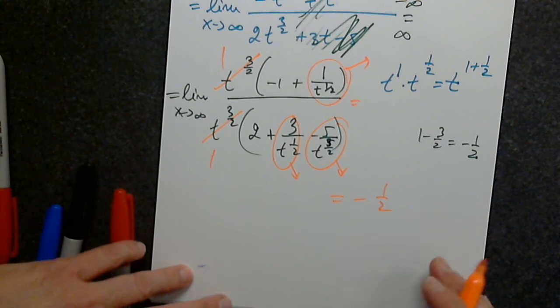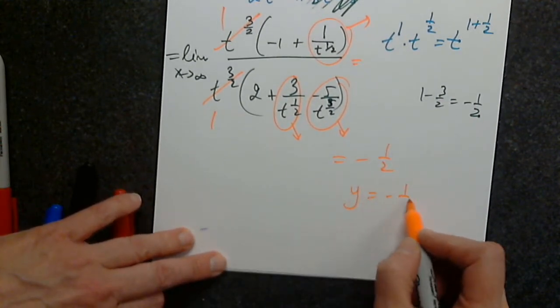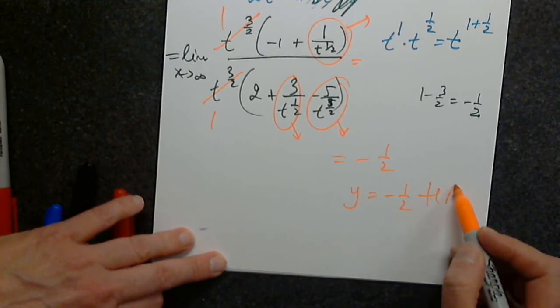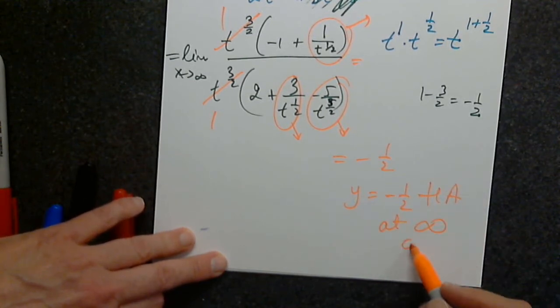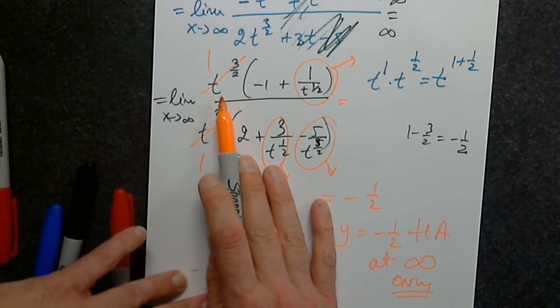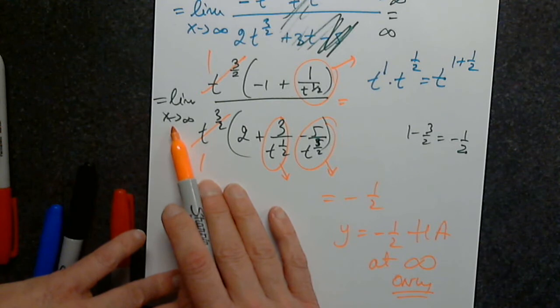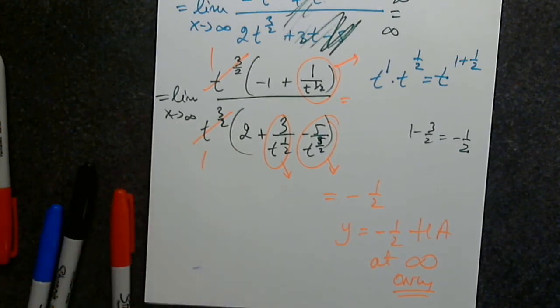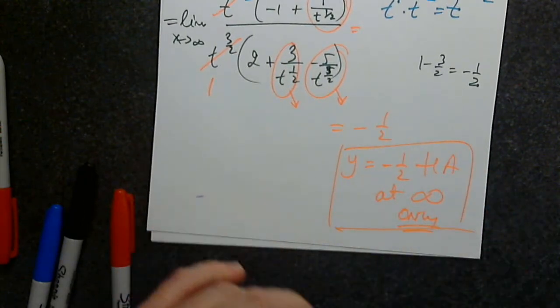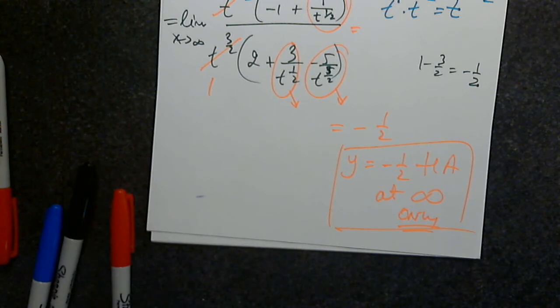Right. And I have to write that y equals negative 1/2 is a horizontal asymptote at infinity only, because this is a square root of t cubed. I can't plug in negative infinity. This function doesn't even exist on the negative side. So this is carved in stone. It's not that the function doesn't have a horizontal asymptote at negative infinity. The function doesn't even exist in negative infinity.